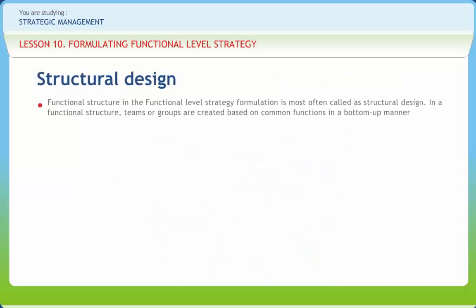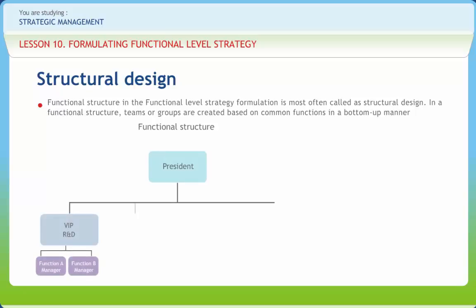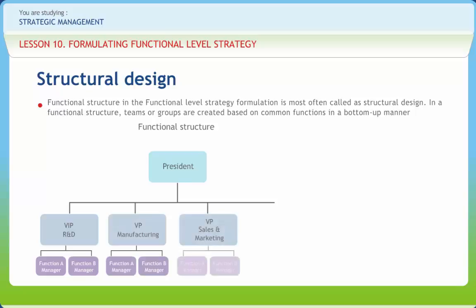Functional structure in the functional level strategy formulation is most often called structural design. In a functional structure, teams or groups are created based on common functions in a bottom-up manner. The result is a set of functional units such as engineering, marketing, finance, human resource, etc. that are controlled and coordinated from the top-level management.